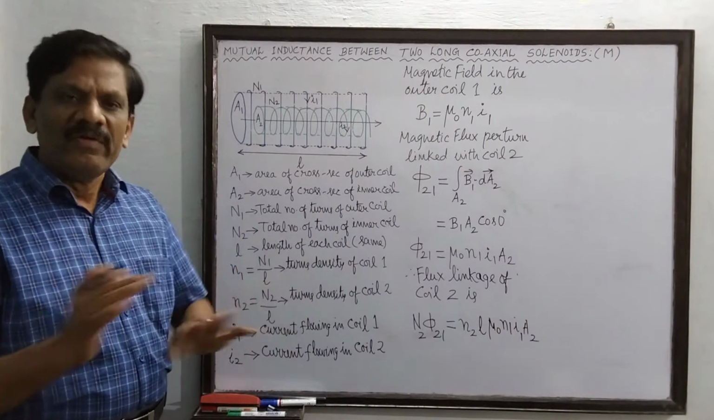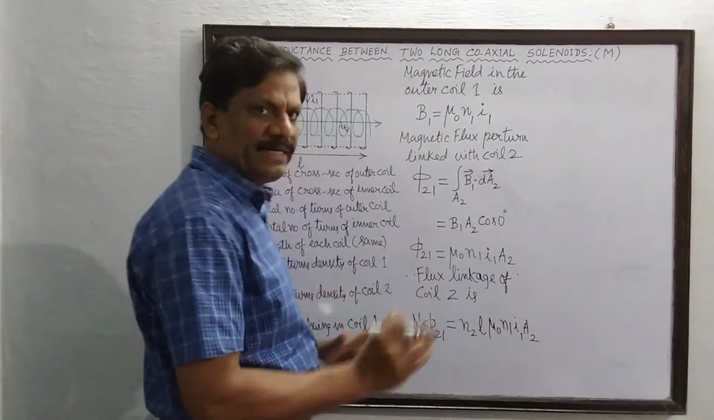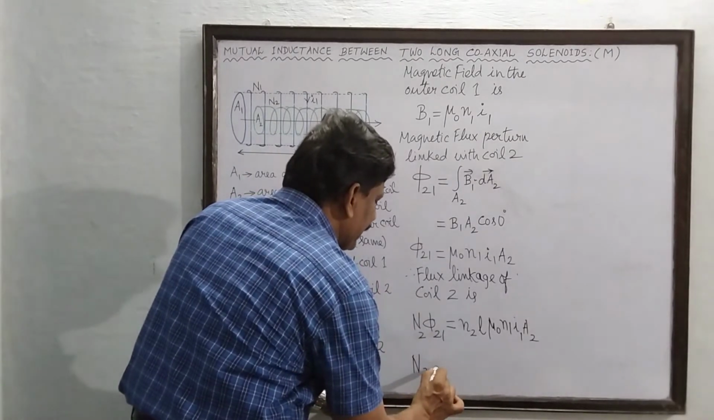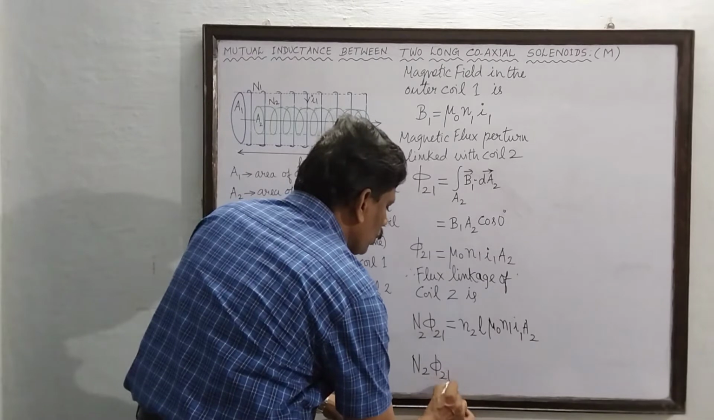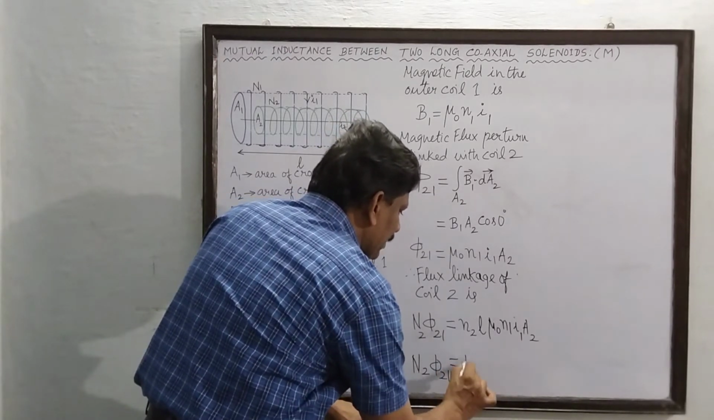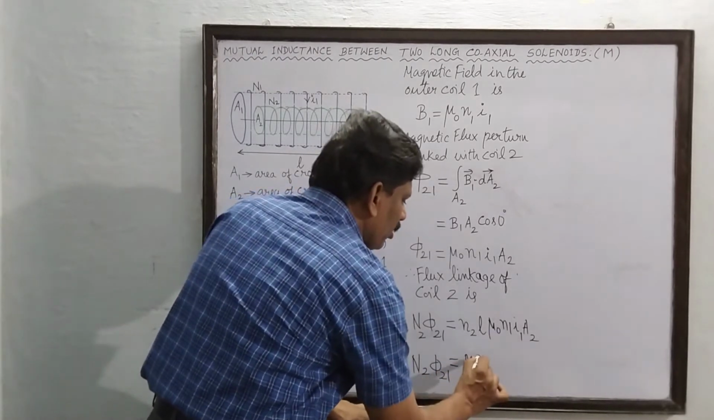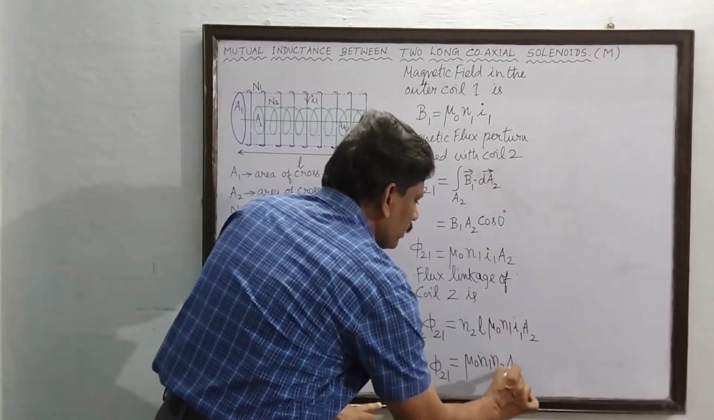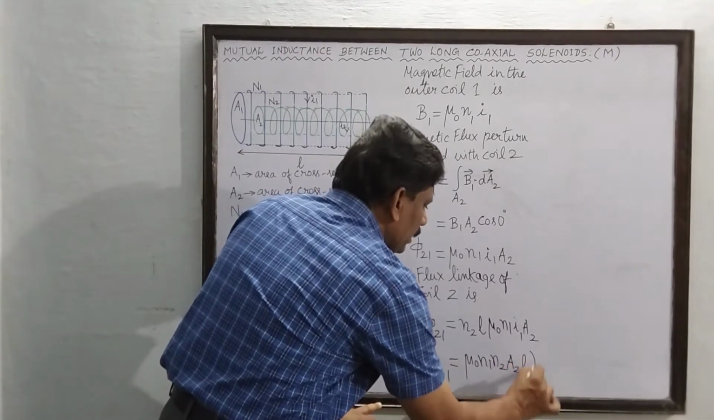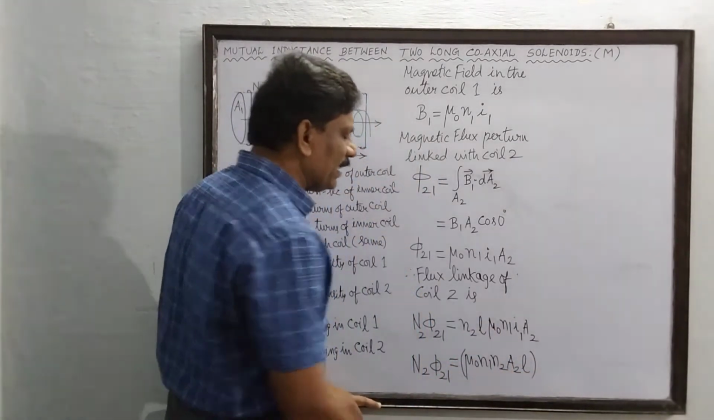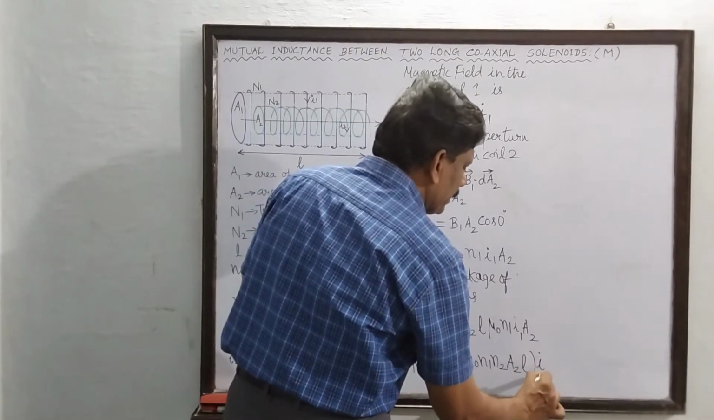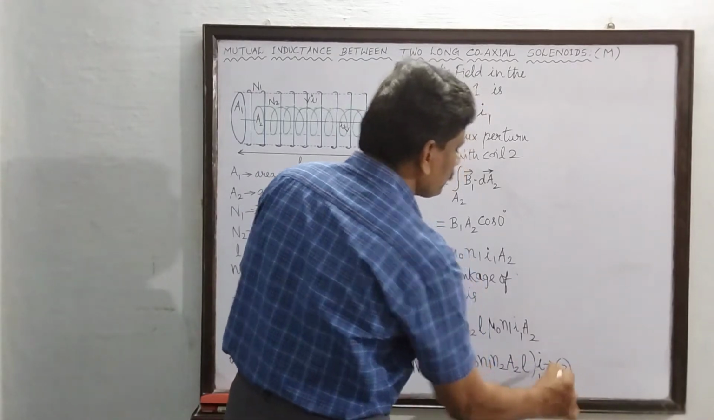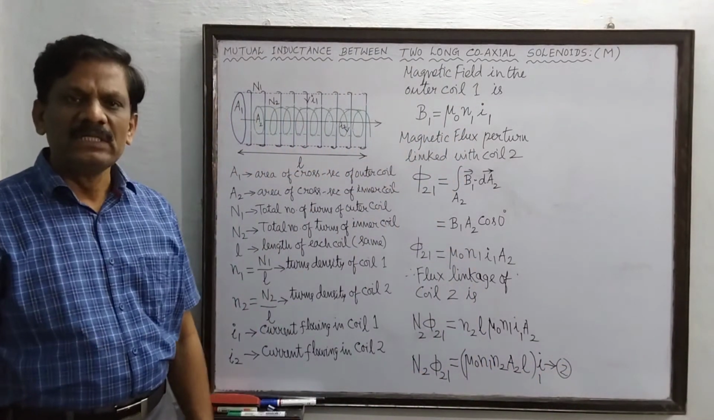Now, I am going to rearrange in a proper order so that we can retain it in our memory. So, this same thing I am rewriting now. The flux linkage N2 phi 2 1 is equal to, first I will write mu naught. Then in order N1 into N2 into A2, A2 into L, and I will put them inside the bracket. Here the current is I1. So this is now equation 2 for us.